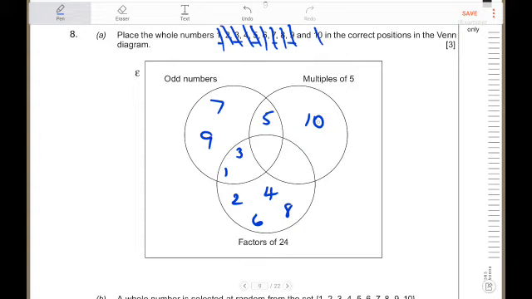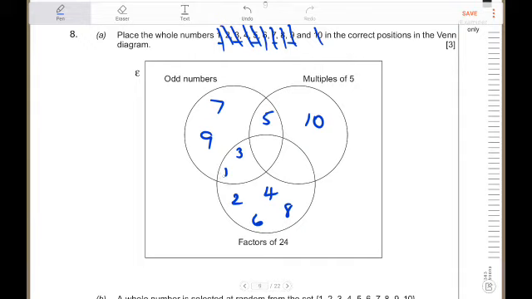Cross it off. So now I've put all my numbers into that Venn diagram correctly. And I just double check that is a multiple of 5, but it's not a factor of 24, and it's not an odd number, so that's why it's got to be on its own. 5 is a multiple of 5 and it's odd, so that's why it's in that overlap. 7 is odd, but it's not a multiple of 5 or a factor of 24. 9 is odd, but not a multiple of 5 or a factor of 24, so it's in the correct place.